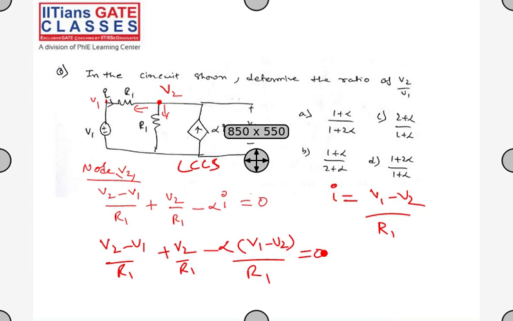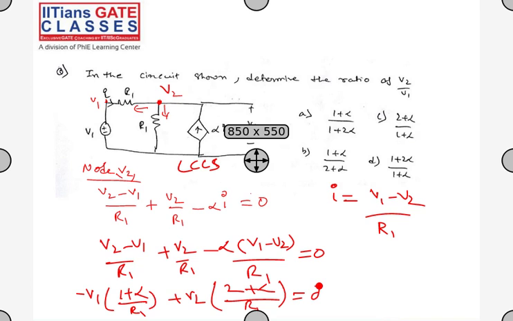So what happens now? Let me write in terms of V1. I'll take V1 common. So minus 1 by R1 minus alpha by R1, so this is minus (1 plus alpha) by R1, taking minus common. So minus V1 into (1 plus alpha) by R1, then plus V2 into, so 1 by R1, 1 by R1, 2 by R1, sorry, 2 plus alpha by R1 is equal to 0.